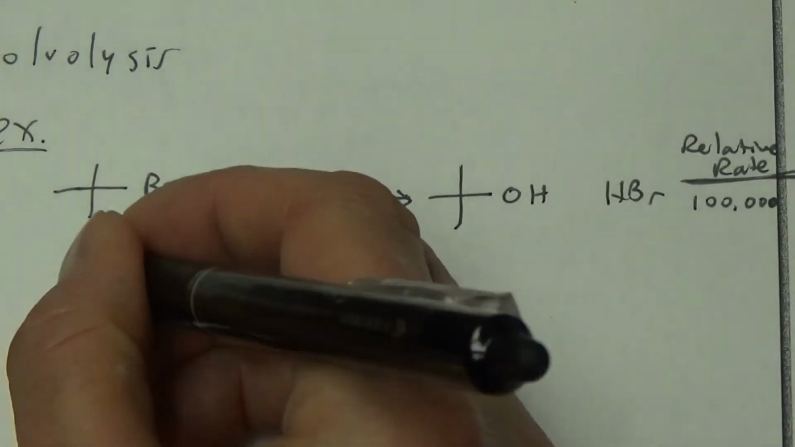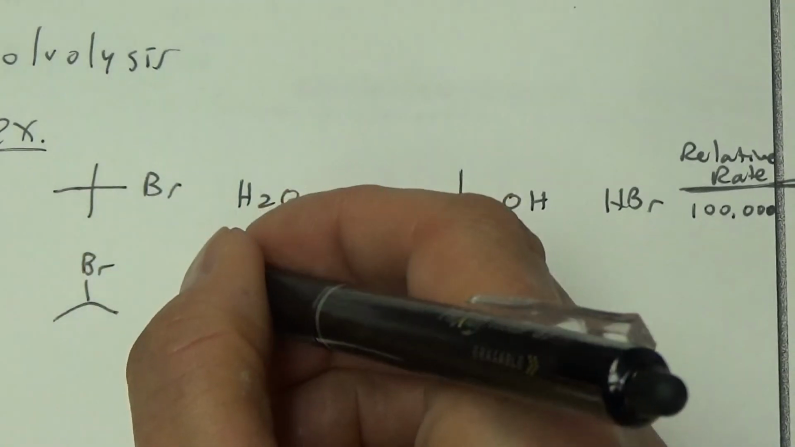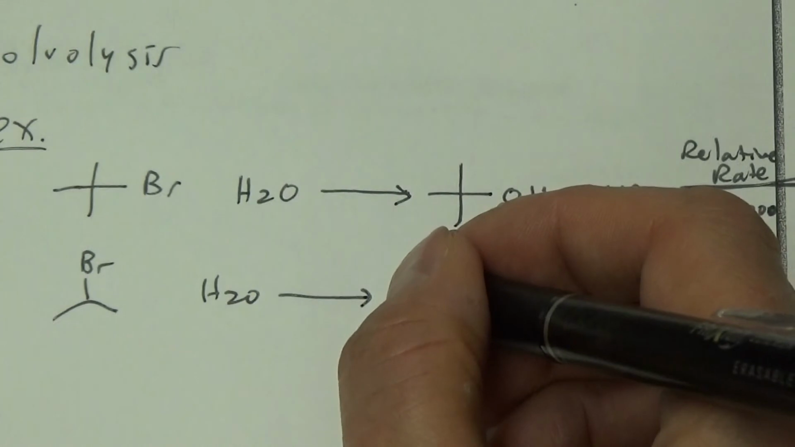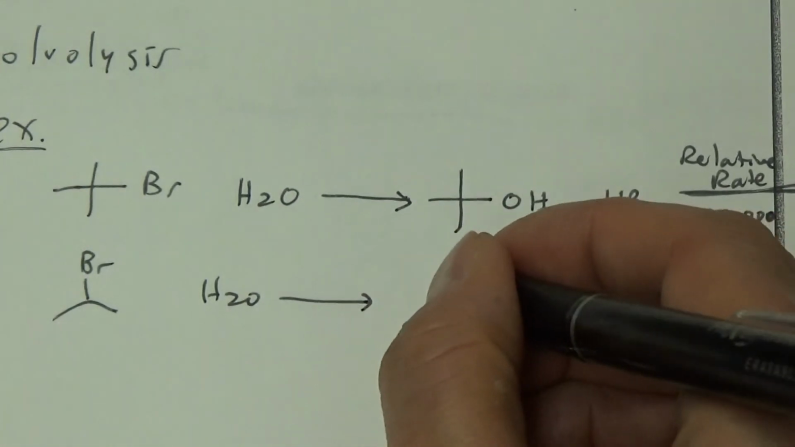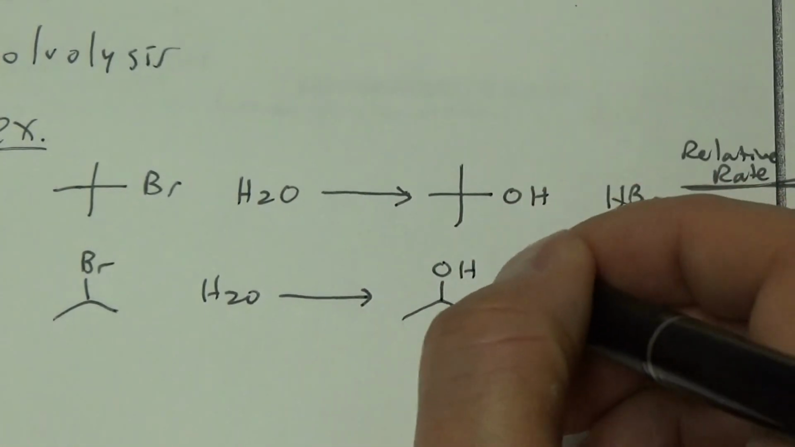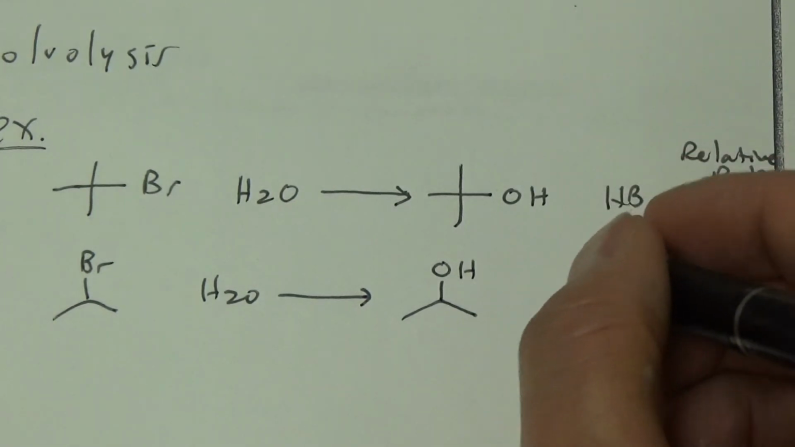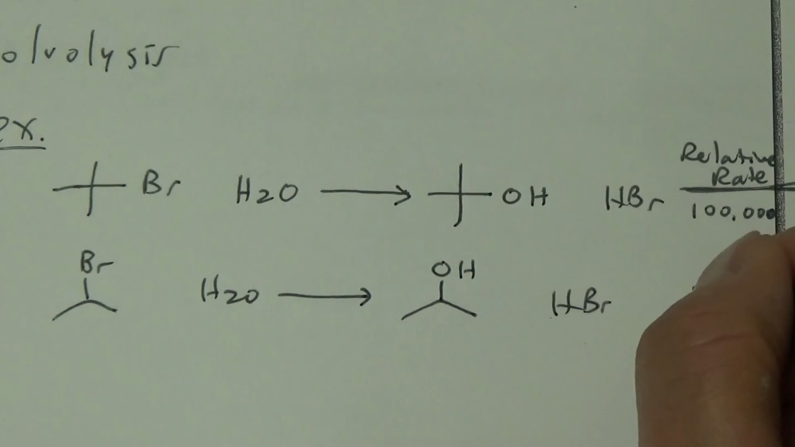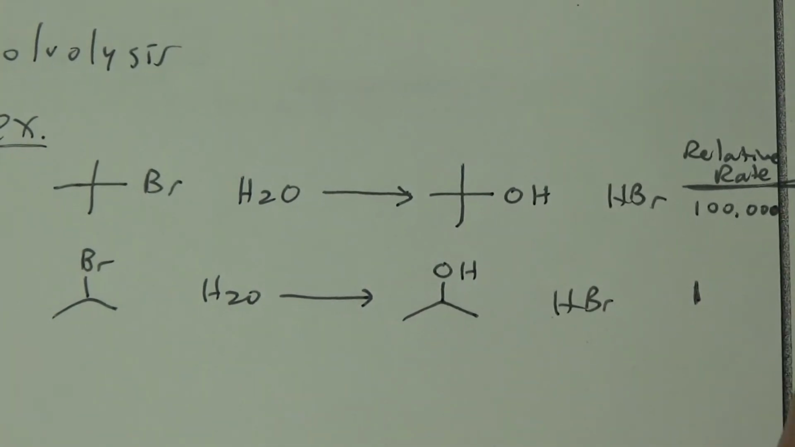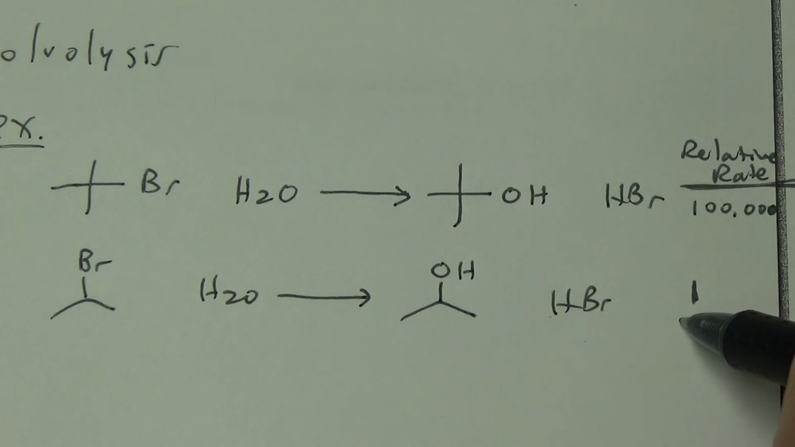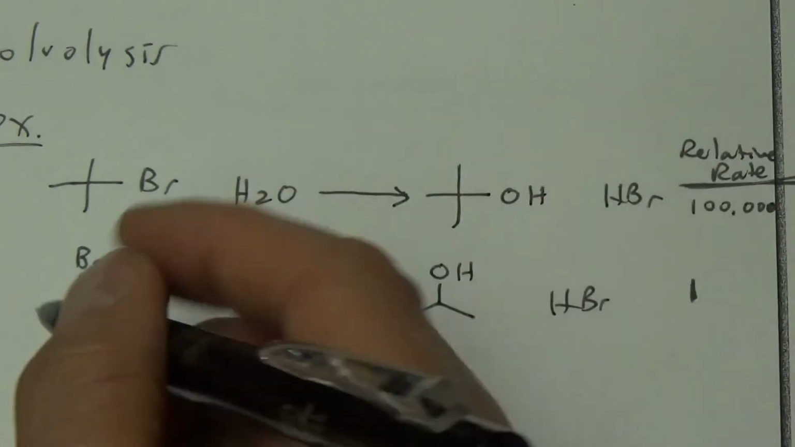Now, if we do secondary bromide, same reaction. This is not an SN2 reaction. It's a different kind of reaction. We get solvolysis to isopropyl alcohol. That's much slower. So the relative rate is 1. So with the tertiary, it is 100,000 times faster than the secondary. Secondary does go, it's just much slower, right?